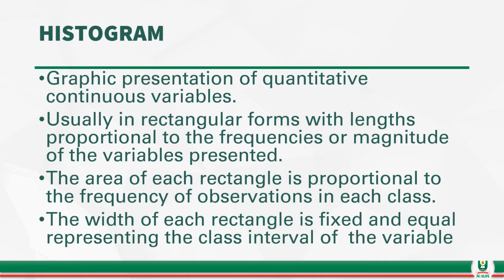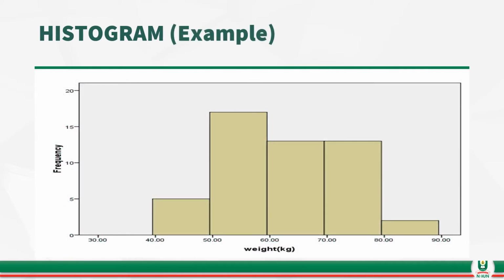So histogram. Histogram is basically also a graphic representation, but this time it is for quantitative or continuous variables. It's usually in rectangular form with lengths proportional to the frequencies or magnitudes of the variables presented. The area of each rectangle is proportional to the frequency of observations in each class, and the width of each rectangle is fixed and equal, representing the class interval of the variable that you're presenting. This is an example of a histogram.